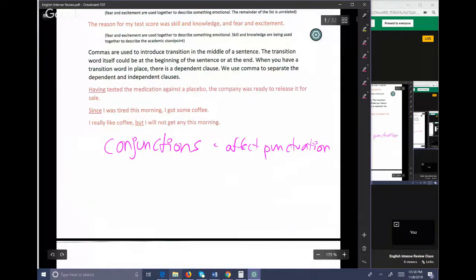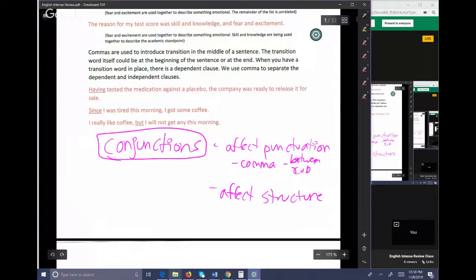How do conjunctions affect punctuation? Typically with a comma, and that comma being between an independent and a dependent. They also affect sentence structure. Again, we just discussed that because we discussed complex and compound versus simple. So if you have a conjunction, it doesn't necessarily just automatically mean you have some certain type of structure, but having a conjunction will certainly affect how we evaluate the structure of the sentence in terms of simple, compound, complex.